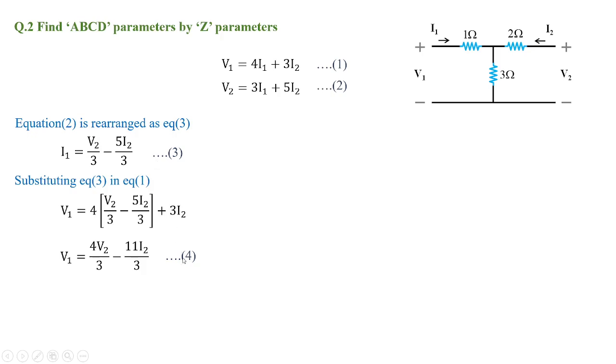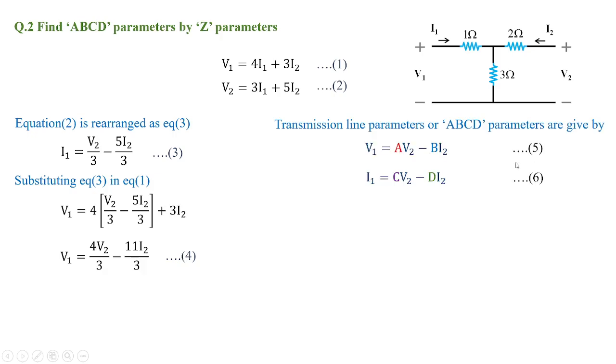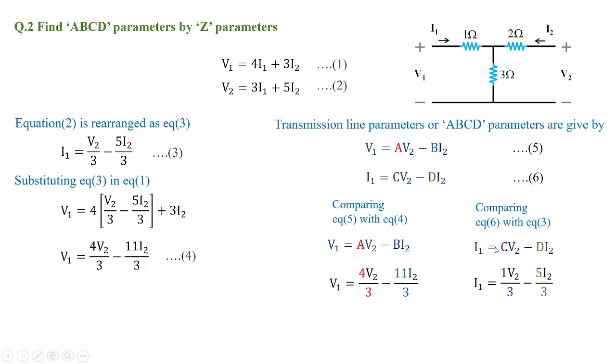From equation 3 and equation 4, I'm comparing with the standard ABCD parameters equations, given by equations 5 and 6 here: V1 is given by A V2 minus B I2, and I1 by C V2 minus D I2. For the sake of understanding, I have replaced A, B, C and D with colors. Now comparing equation 5 with equation 4, we have A equal to 4 by 3 and B equal to 11 by 3. Comparing equation 6 with equation 3, I get C as 1 by 3 and D as 5 by 3.